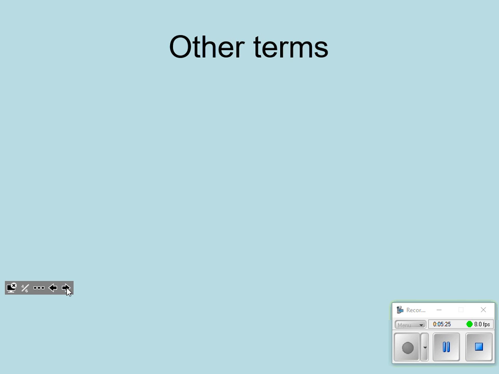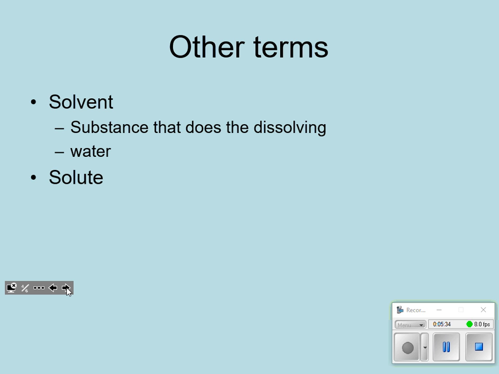My last slide for today is, in order to discuss solutions, we have to have common vocabulary. So here are my first two terms that we need to know: solvent and solute. Solvent is kind of the thing that's doing the dissolving. Water is a great solvent. Water is actually referred to as the universal solvent.